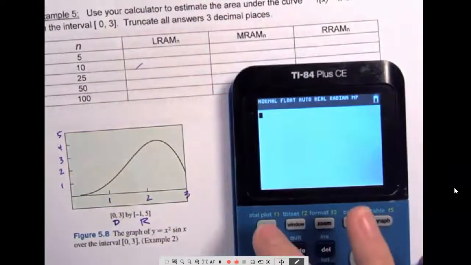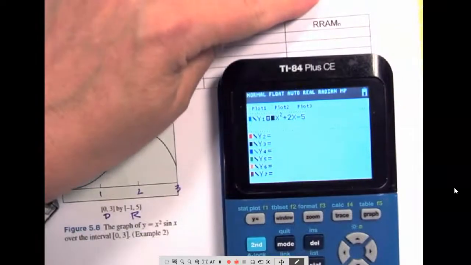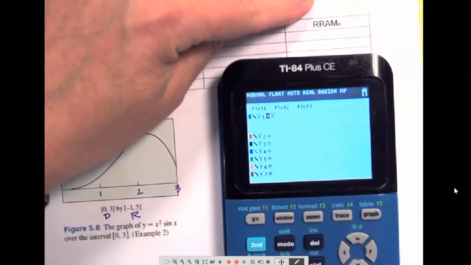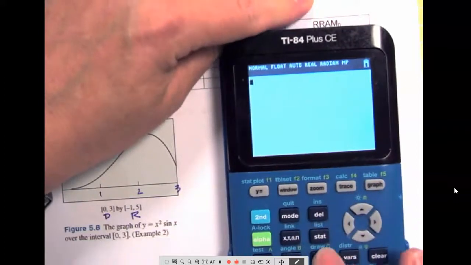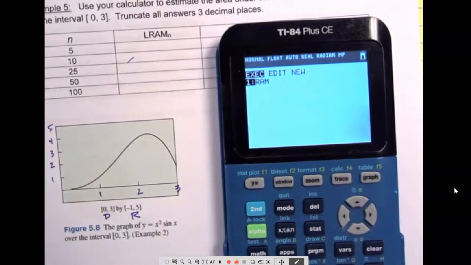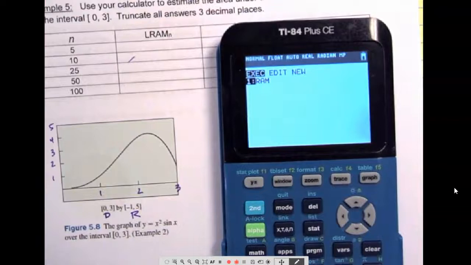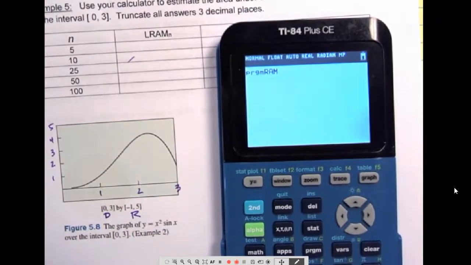Okay, so the first thing you want to do is go to y equals and type in the function that you're dealing with. X squared sine x is the equation. Okay, then I'm going to go to program, and it is my sole program there. So RAM stands for rectangular approximation. Okay, so I'm going to choose the RAM program and push enter. So this is asking you for A. What does A represent?